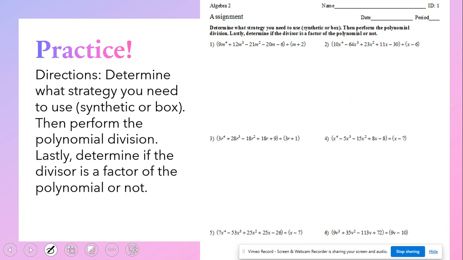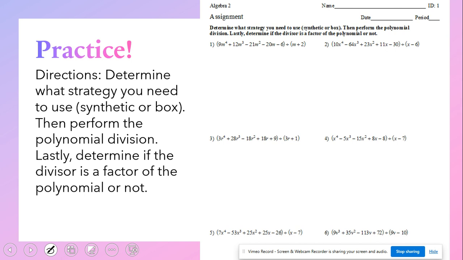So on the back side of your notes, there is an assignment with 6 problems for you to practice. So first, you got to figure out which strategy you got to use. Are you going to use synthetic, or do you have to use the box? Then you actually need to do the division. So in some of these examples, you will be using synthetic, and some you will be using the box. You got to still do it. No opting out, even though you can't use synthetic.